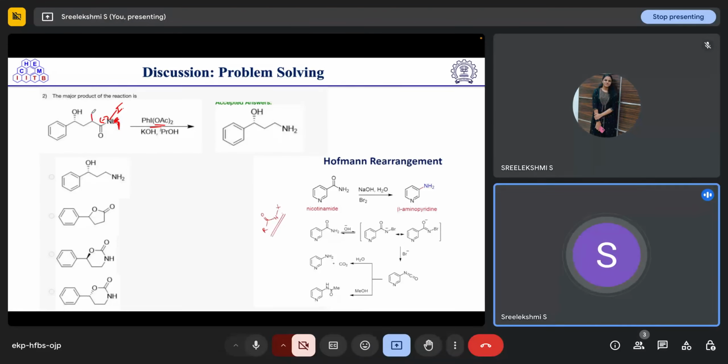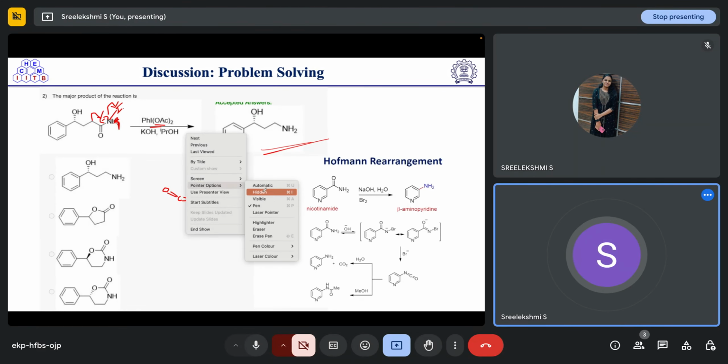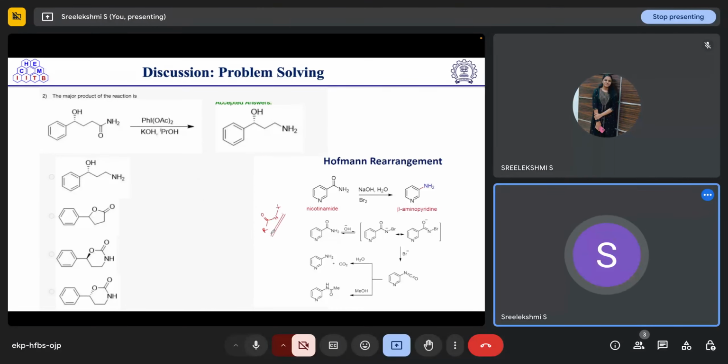Then this group migrates over this center, and the iodide will leave to form the isocyanate intermediate, that is O double bond C double bond N, with the R group. Then upon hydrolysis and decarboxylation, we will get this amine as the major product. So this is an example of Hofmann rearrangement.